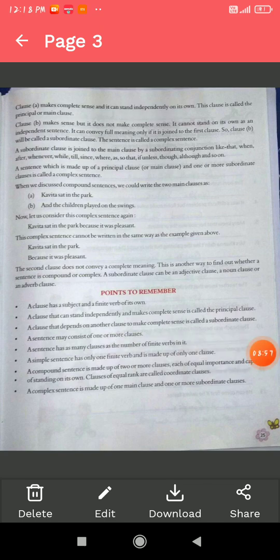Another most important thing: a simple sentence has only one finite verb. In a compound sentence, there are two or more main clauses. And in a complex sentence, there is only one principal clause and one or more subordinate clauses.